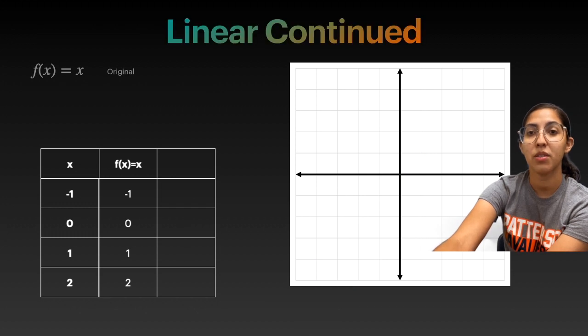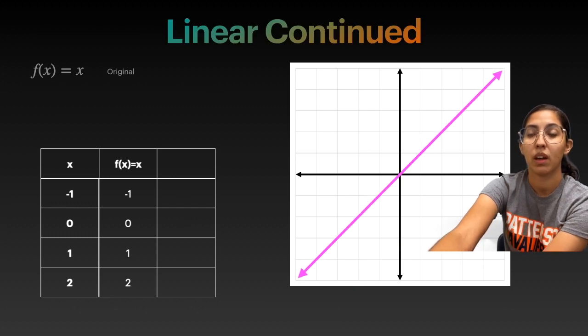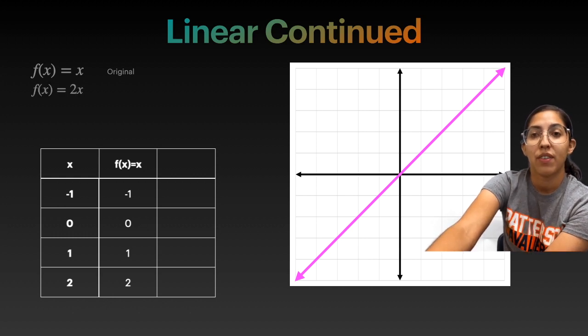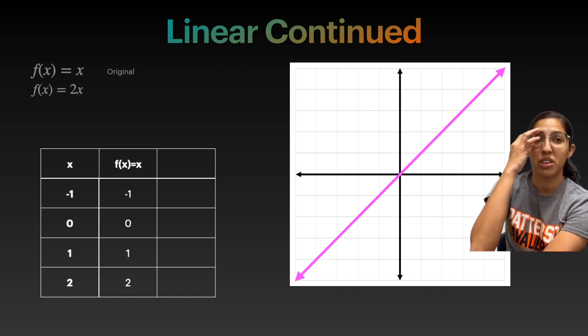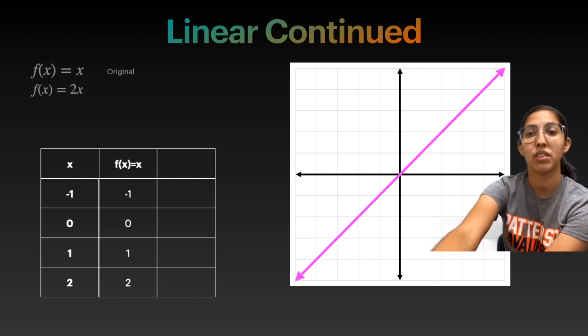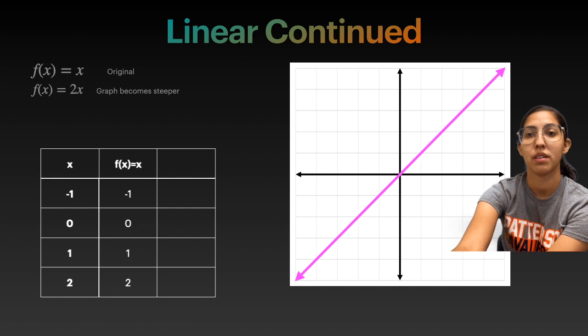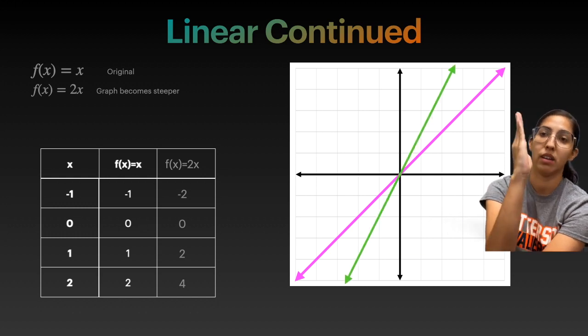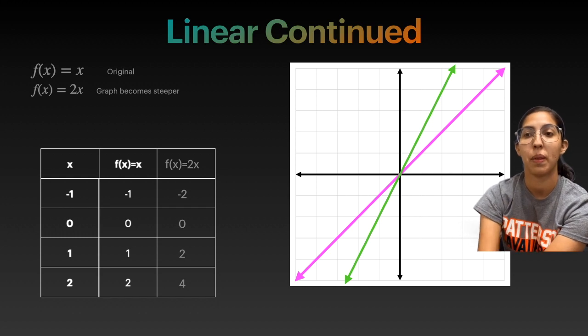So linear continued. Again, we just go through the origin. Let's look at f of x equals 2x. So what happens when you change the slope? Because the slope of the original is just 1. There's an invisible 1 next to that x. Now we've changed it to 2. So the graph becomes steeper. There's our table. So -2, 0, 2, 4 are our new y values. And it just got steeper.